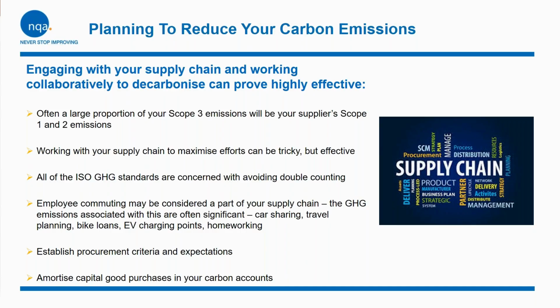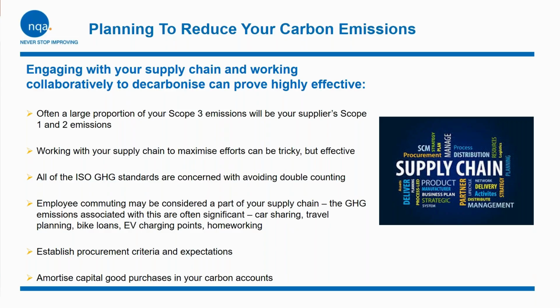One of the most controversial ones, I have to say, from any of our organisations, especially in the very first year, is, why do we account for employee commuting? We've no control over them. But you can't produce a product or a service without an employee. So I always do say, if you have employees, they are part of your supply chain. So the greenhouse gas emissions associated with this are often significant.